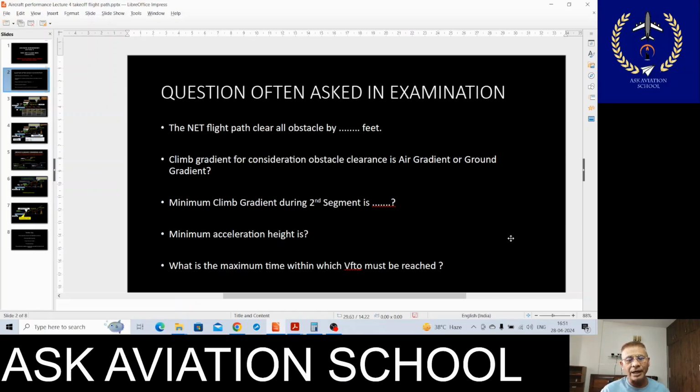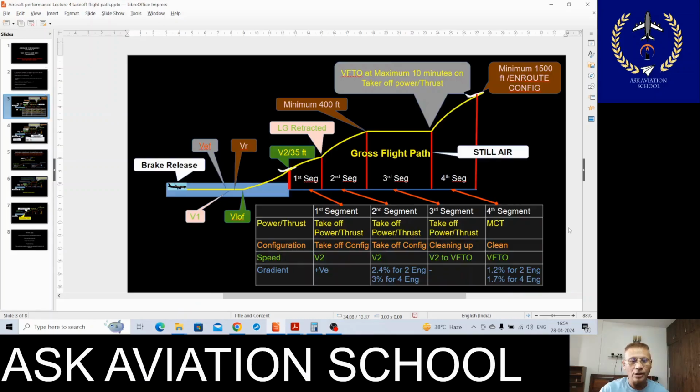What are the minimum climb gradients during the second and fourth segments? And what do you understand by minimum acceleration altitude and maximum acceleration altitude, and their significance? What is the maximum time up to which you should be able to reach VFTO speed, or in some other aircraft, green dot speed, and come to a clean configuration? So now let us continue the class.